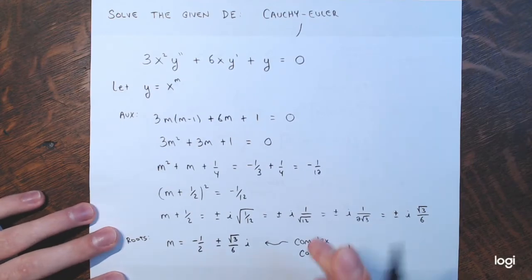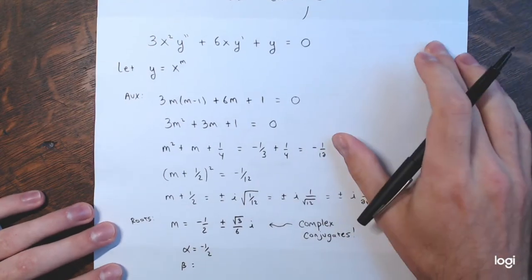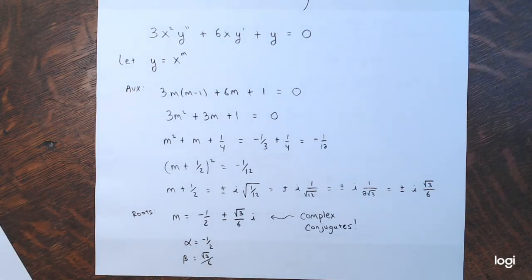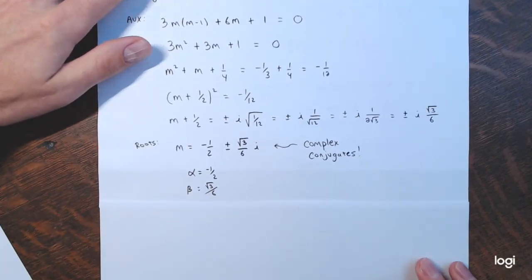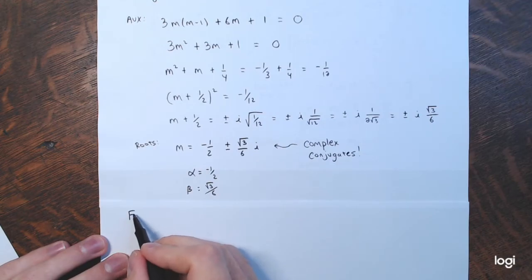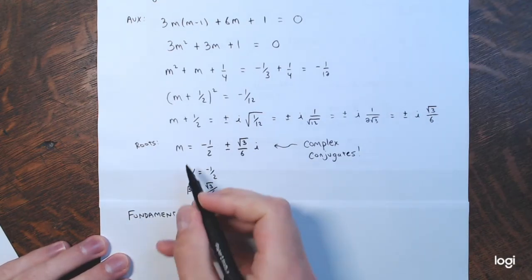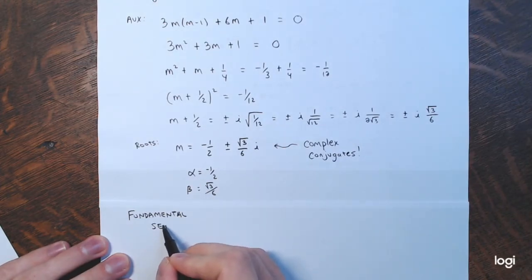And in that case, we just had to identify the alpha and the beta. Alpha was the real part, negative 1/2. Beta was the imaginary part, square root of 3 over 6. Right, and then I'll write the fundamental set of solutions, the two basic linearly independent solutions to this equation. If you remember what I wrote, go back to what I wrote about this scenario with the complex conjugate roots earlier in the video.